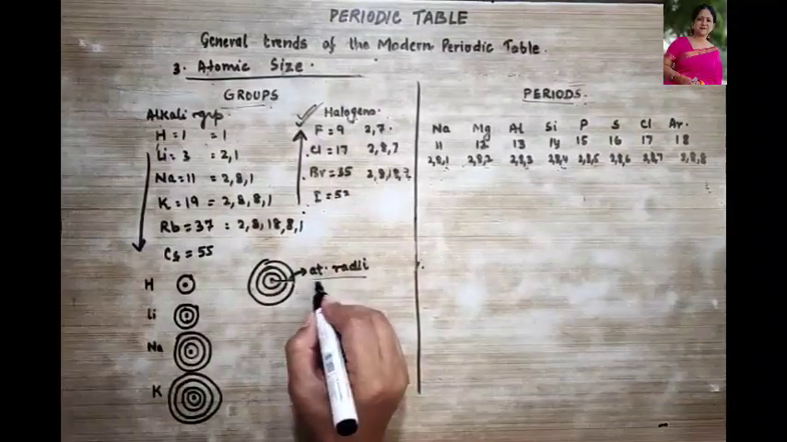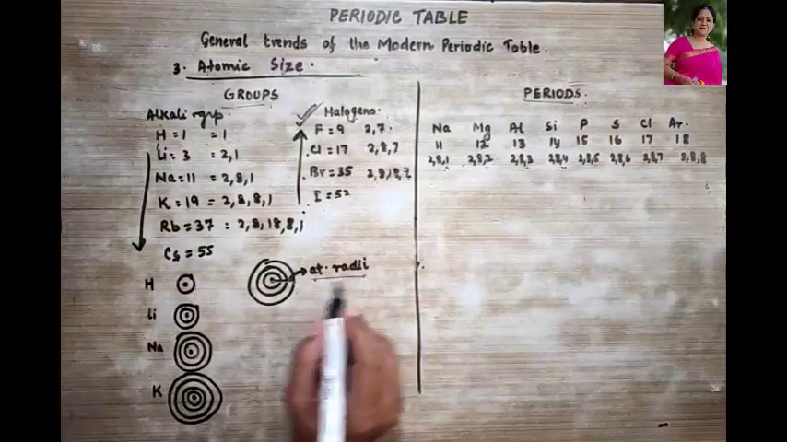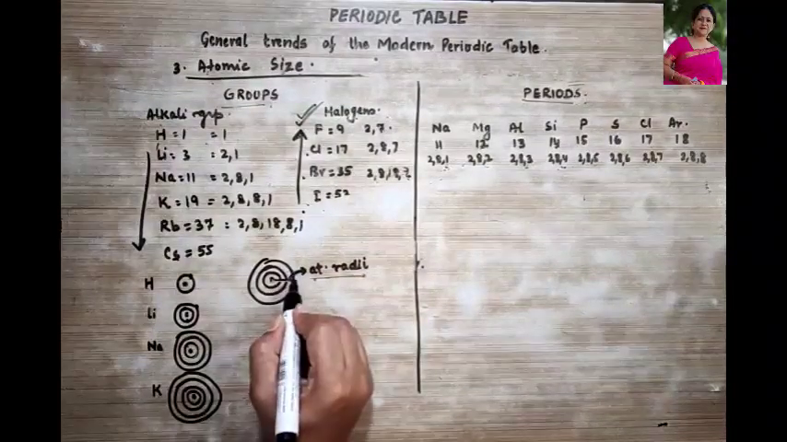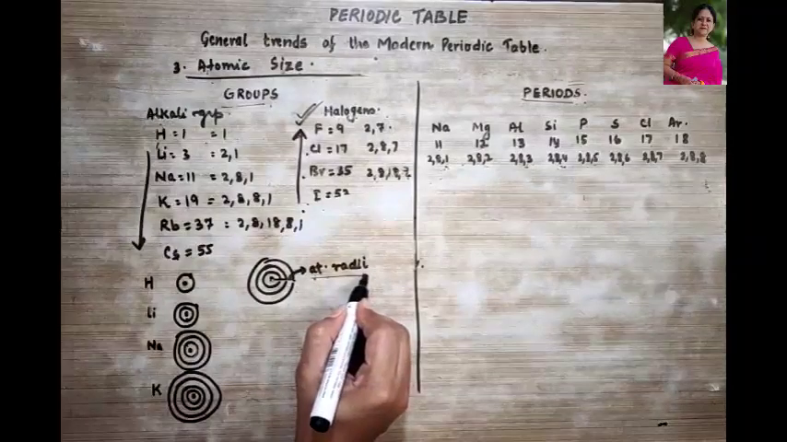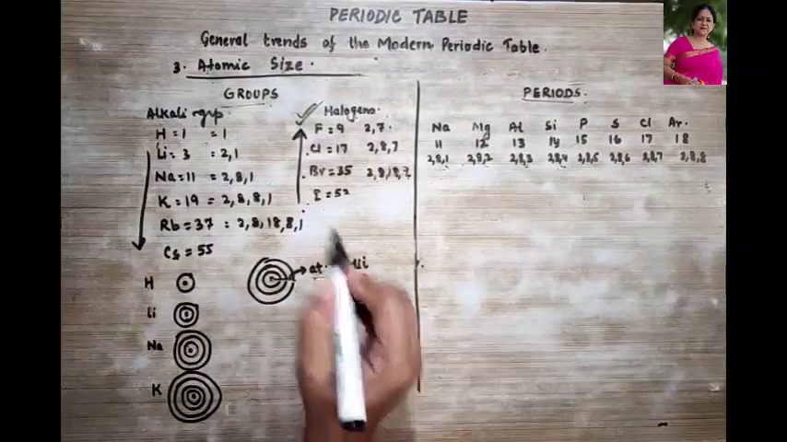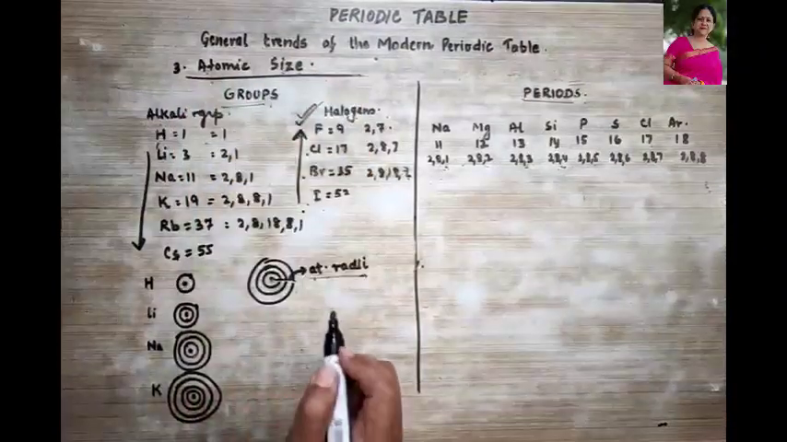Understand this point. What is atomic radii? Atomic radii is the distance from the center of the nucleus to the outermost shell. Okay, that is atomic radii. So, if atomic radii increases, then atomic size increases.